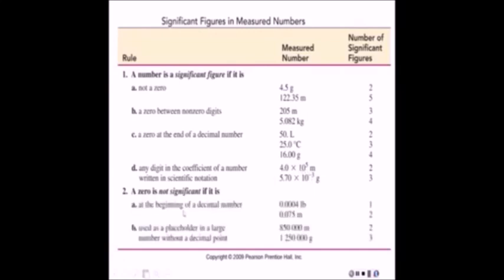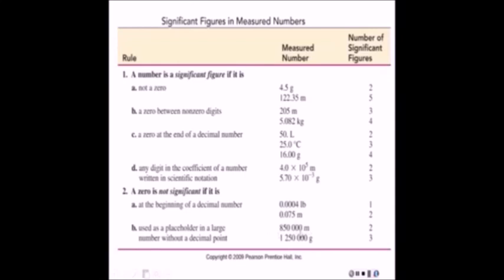And the last rules. Zeros at the beginning of a number: if zeros begin a number, those zeros are not considered to be significant. They just needed to write the number. So the one significant figure here is the number 4. The 7.5, that's 2 significant figures.